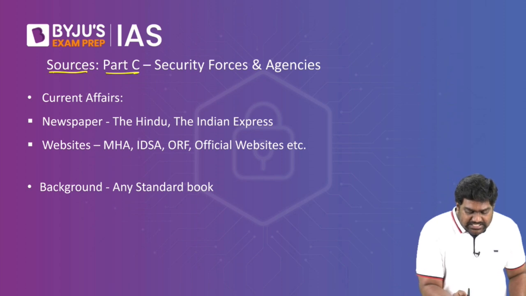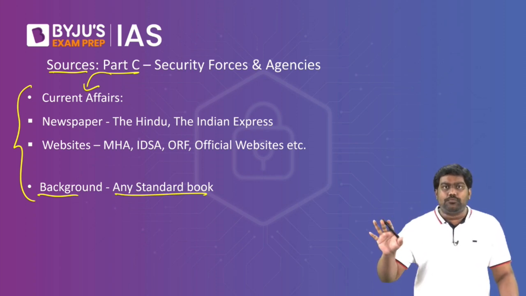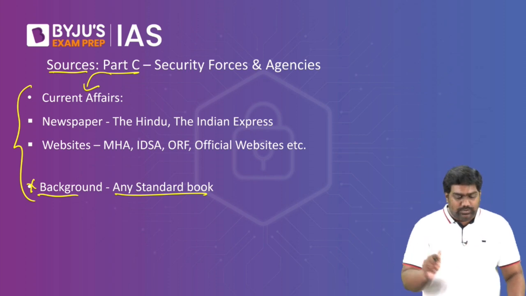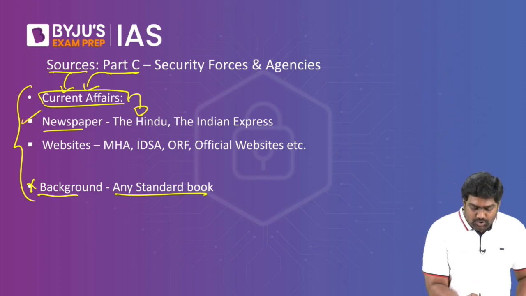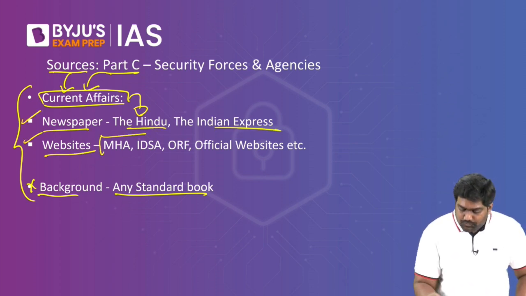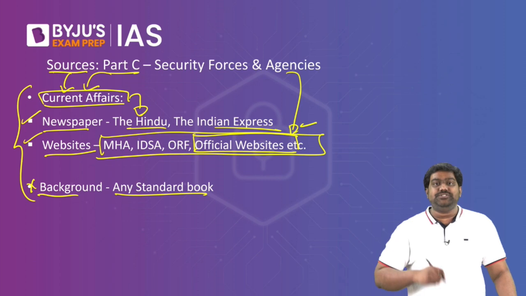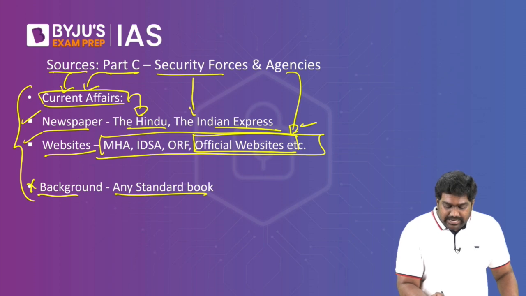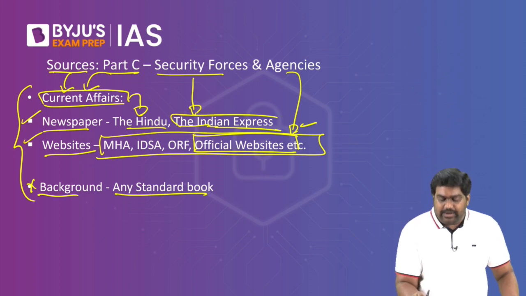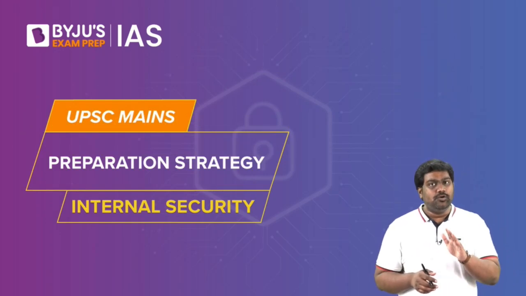So the sources for the last part is also exactly the same. You don't need to rely heavily on any book. It's only needed for your static knowledge, for your background. Even if you don't do this, it's absolutely fine, because current affairs will help you cover all the key topics. Focus on your newspapers, visit the official websites, especially the websites of the security forces and agencies. So make basic notes from there, and this is more than enough, because the editorials and columns will provide you the required analysis. So this, in short, is the strategy you need to prepare for internal security for your mains.